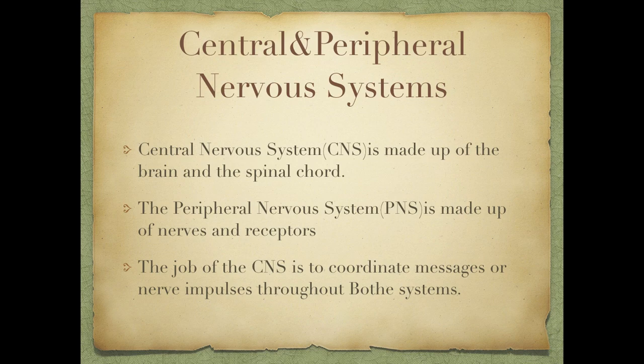The spinal cord is basically an extension of the brain that runs parallel to the spine, which is the backbone of the human body. It ends about the end of the pelvic girdle. The peripheral nervous system, the PNS, is made up of nerves and receptors. The job of the CNS is to coordinate messages or nerve impulses throughout both systems. There's a spelling mistake there, don't mind it, because it still gives the information.